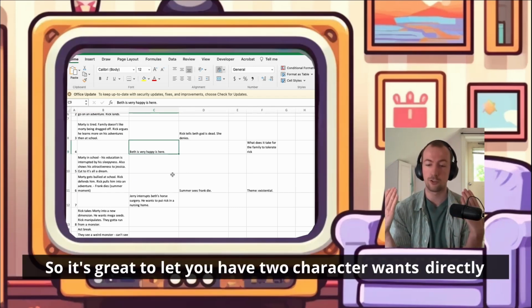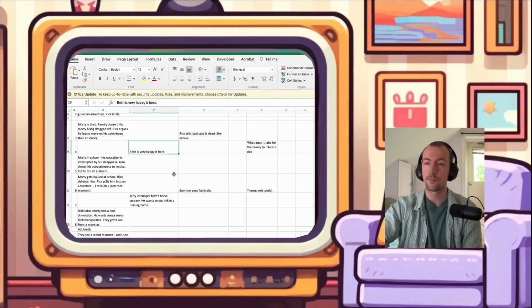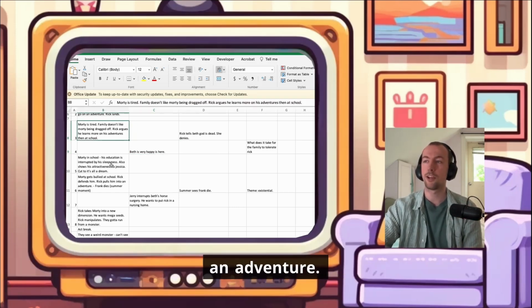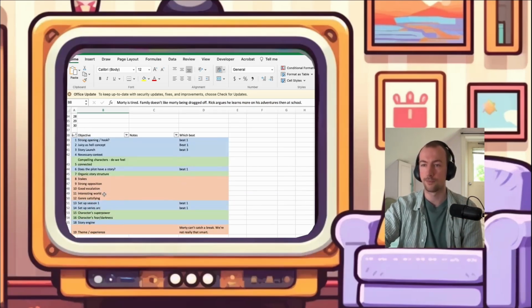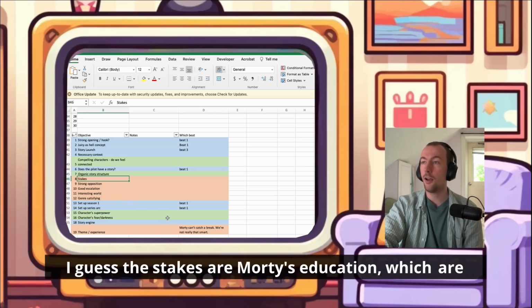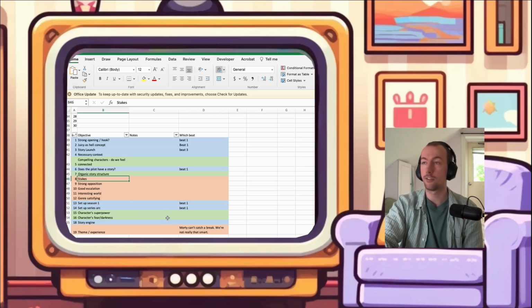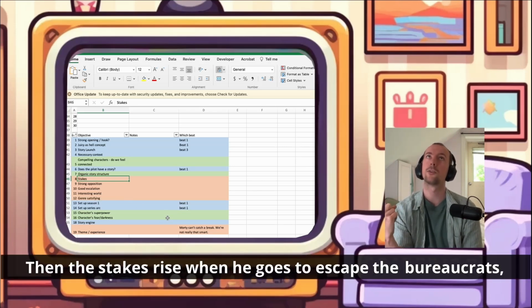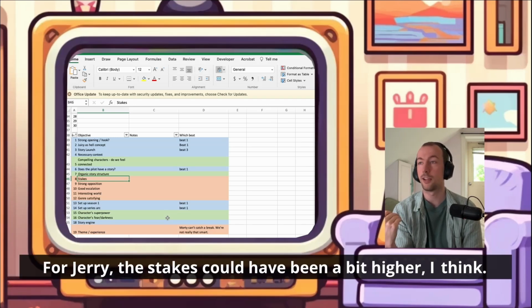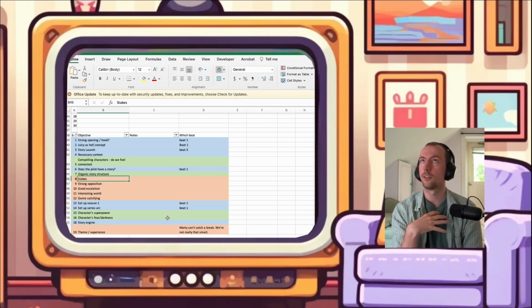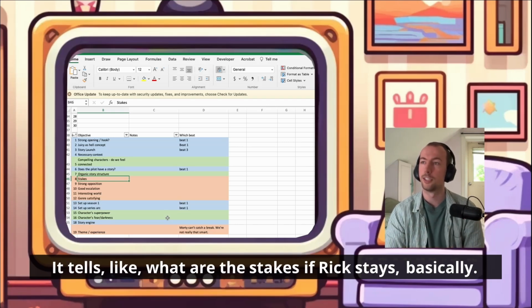It's great to have two character wants directly opposed. Morty just wants to go to school, but Rick wants him to go on an adventure. So again, directly opposed character wants make for a great organic story structure. Stakes: I guess the stakes are Morty's education, which are personable, and they do feel good. Then the stakes rise when you go to escape the bureaucrats, and it becomes a matter of life and death. For Jerry, the stakes could have been a bit higher, like what are the stakes if Rick stays, basically.